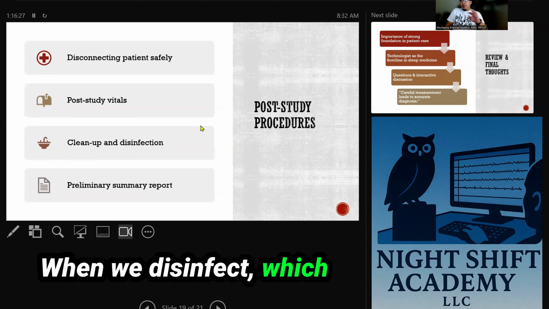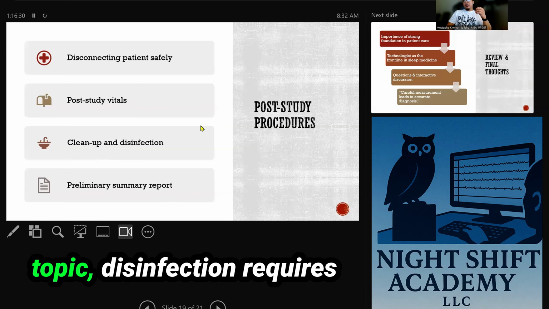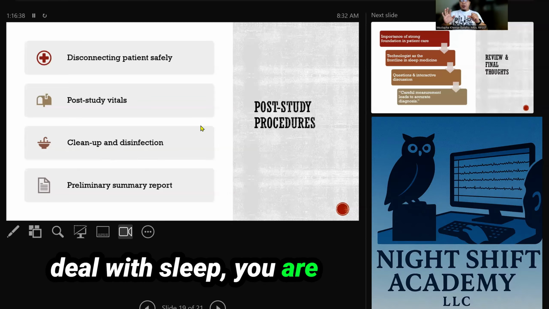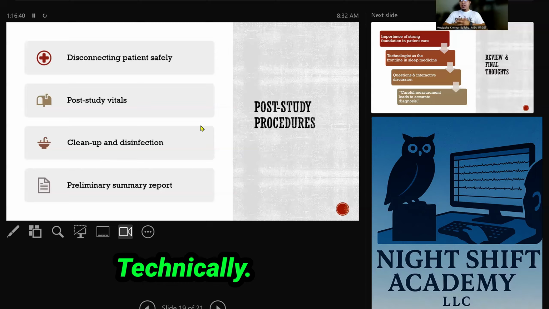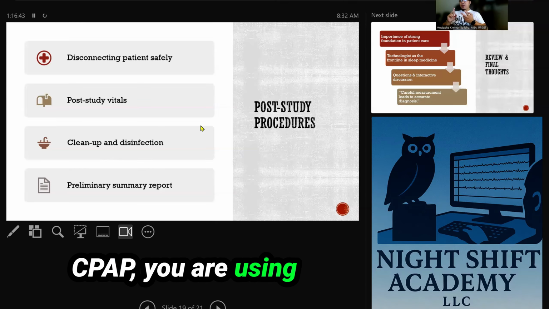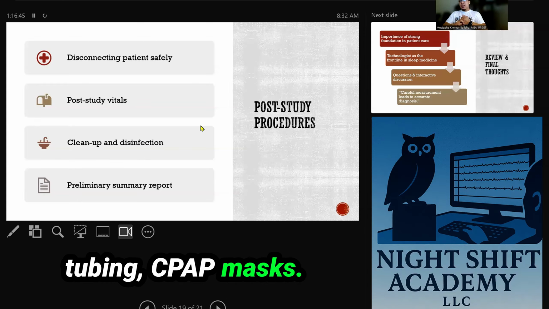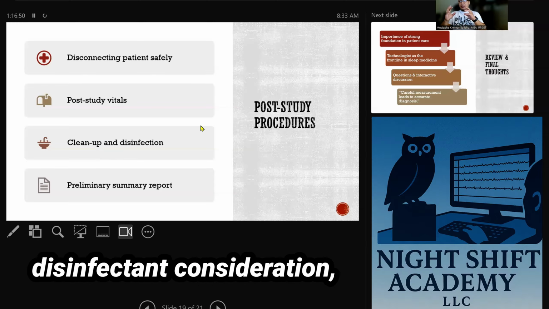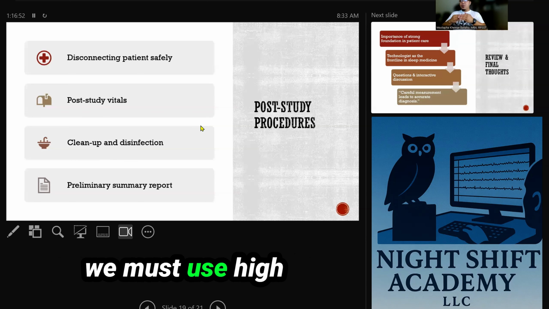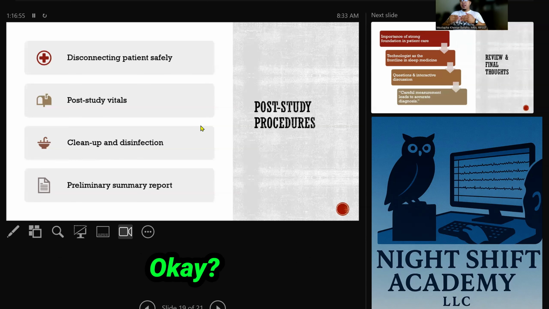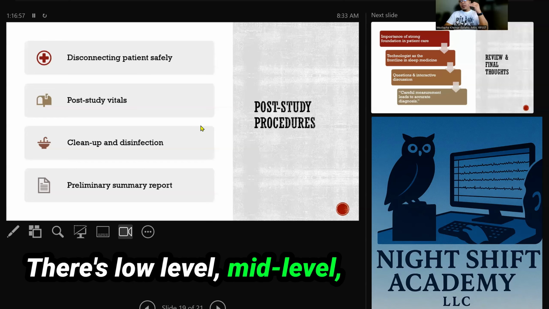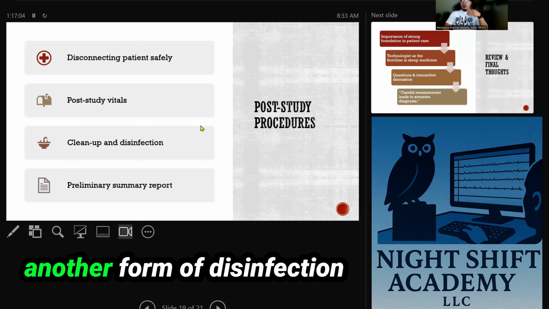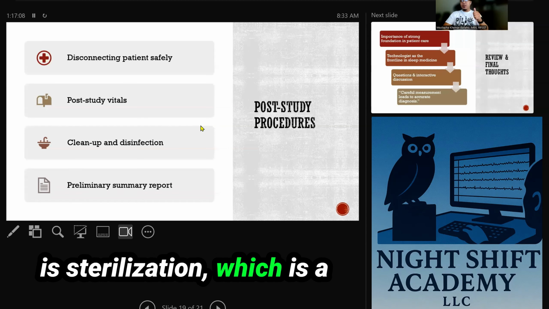When we disinfect, which we will discuss in another topic, disinfection requires some standards. When you deal with sleep, you are dealing with respiratory, technically. When you deal with CPAP, you're using tubing, CPAP mask. We disinfect things with high-level disinfectant consideration. We must use high-level disinfectant, okay? There's low-level, mid-level, and then there's high-level disinfectant. We use chemical disinfection. Another form of disinfection is sterilization, which is a machine.